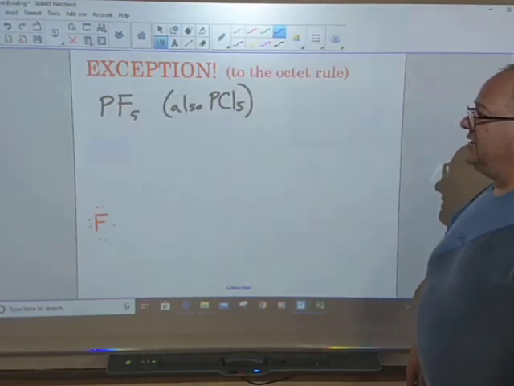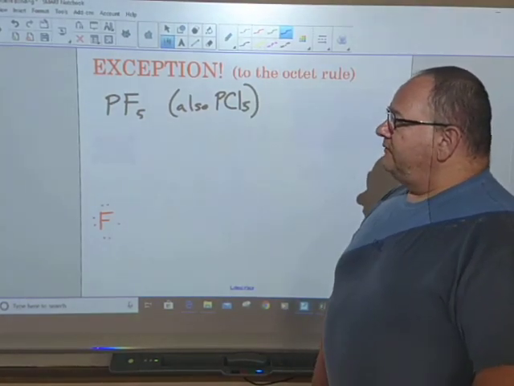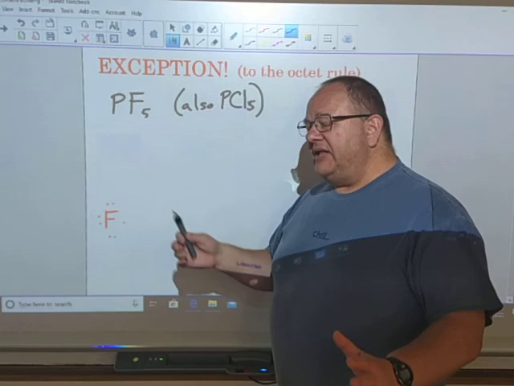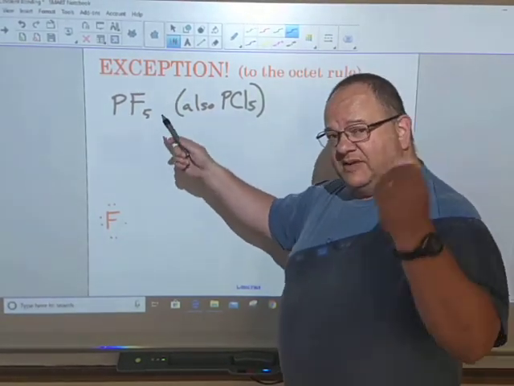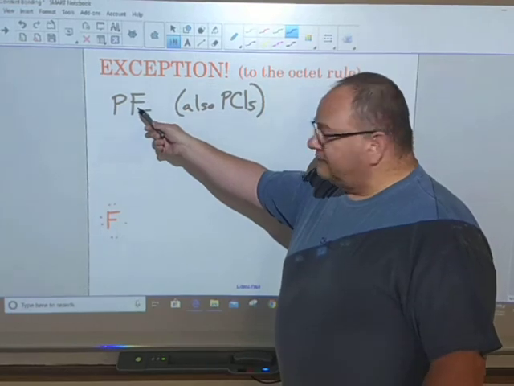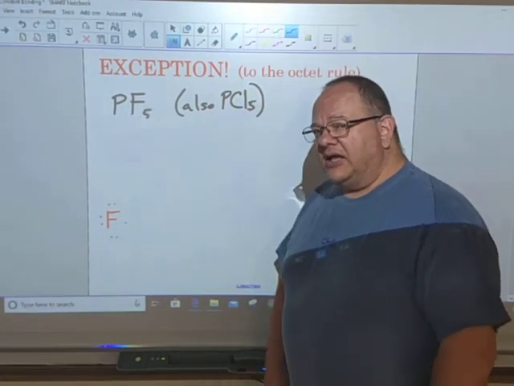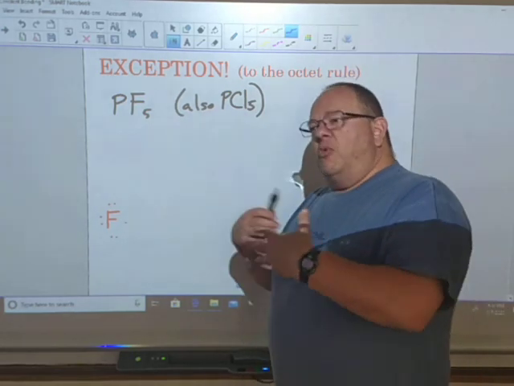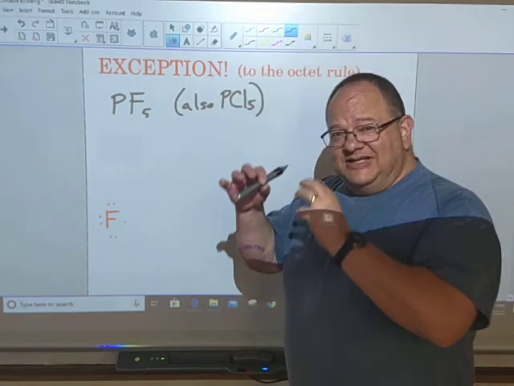All right, so let's get into some of these exceptions. We're going to look at phosphorus pentafluoride. Okay, phosphorus, penta means 5, fluoride is the ionic form of fluorine. Now, it's not an ion here, but the more electronegative element is always named with that same -ide ending.